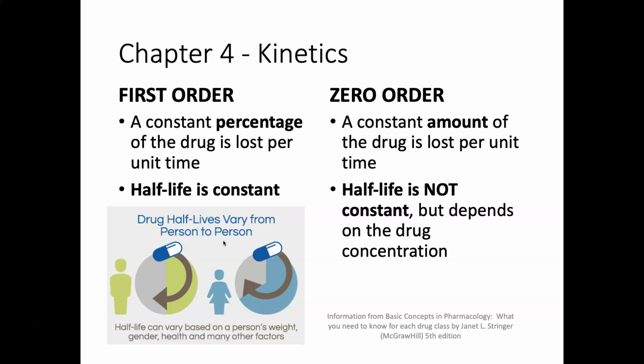Zero order drugs disappear from the plasma by losing a constant amount of the drug over time. And because it's an amount of the drug and not a percentage or a concentration, the half-life is not constant. You can't guarantee that it's going to be the same specific period of time. I hope I haven't just really confused everybody.